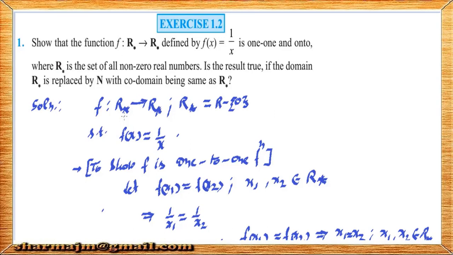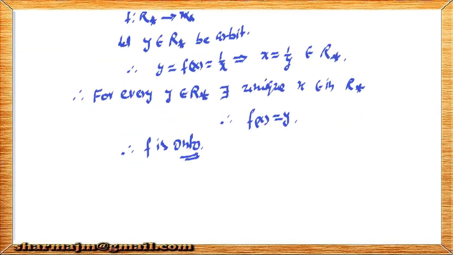Okay, now he is asking for the same result when this R star is replaced by natural numbers. So let us do the second part of this question. Second part, f is a function from natural numbers to R star, okay, where R star is the set of real numbers excluding 0.